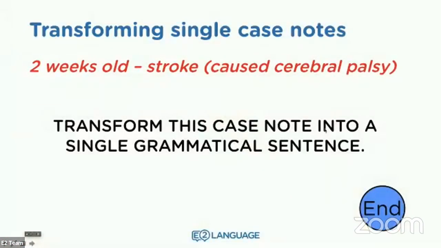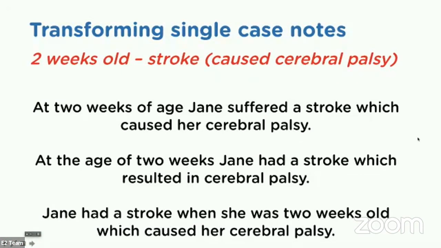Let me show you mine. So I've written 3 of them here. First one, I wrote, at 2 weeks of age, Jane suffered a stroke which caused her cerebral palsy. Okay, makes sense. Second one I wrote, at the age of 2 weeks, Jane had a stroke which resulted in cerebral palsy. Third one, Jane had a stroke when she was 2 weeks old, which caused her cerebral palsy. So I've just moved that adverbial, 2 weeks old, to the middle of the sentence. They all say the same thing, basically. That's how you transform a single case note into a sentence.